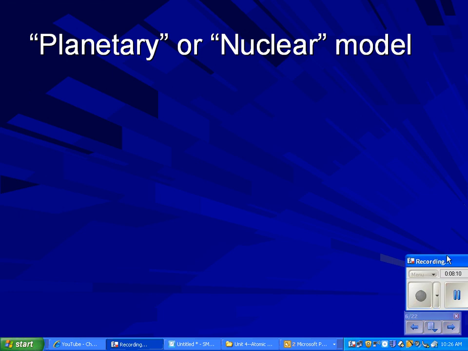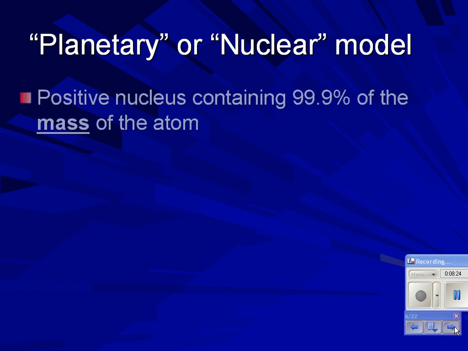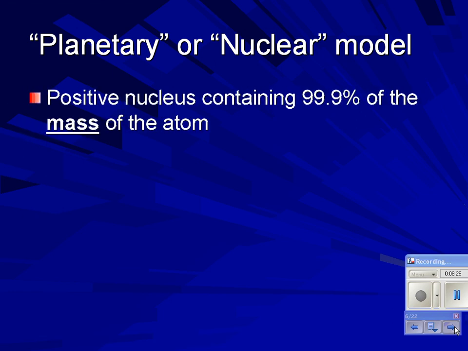From these experiments, we developed a new model for the atom, known as the planetary model or the nuclear model. And I think this is the model that most of us have in our heads today. When someone says, imagine an atom, I think this is what you imagine. The idea is this. There is a positively charged nucleus. It contains almost all the mass of the atom. Really, the mass of the nucleus is the mass of the atom. Almost all of the mass is in there.